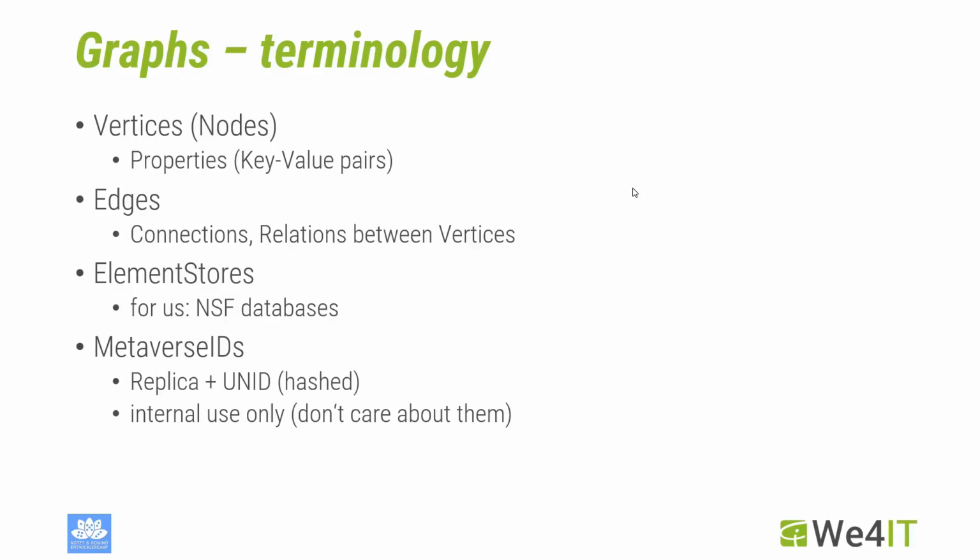Relations between two vertices are described through so-called edges. Those arrows from the first slide, from the chart, are called edges. These describe connections and relations between vertices.